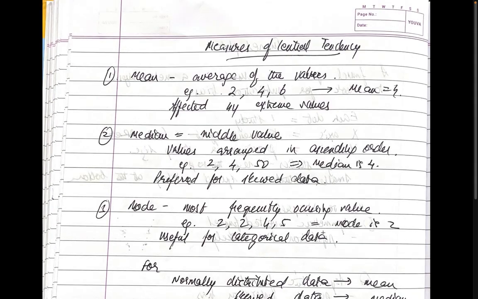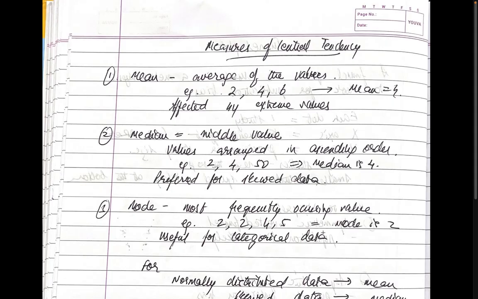Measures of central tendency. Mean is the average of the values. For example, 2, 4, 6, the mean is 4. This is affected by extreme values. So if you have 2, 4, 6 and 240, the average will be closer to 100. So that's affected by extreme values.